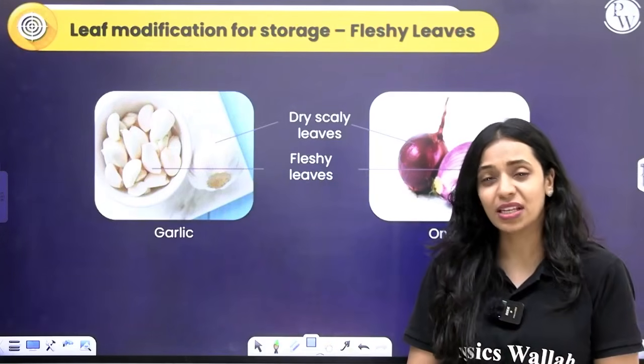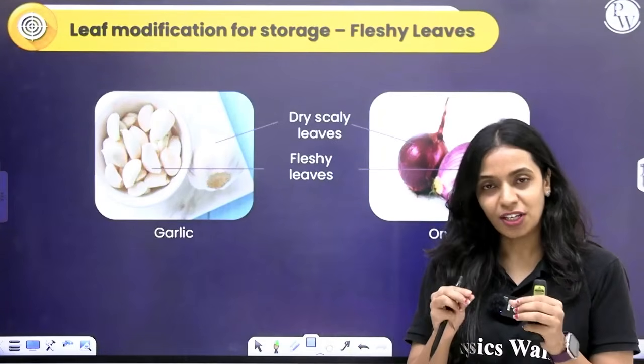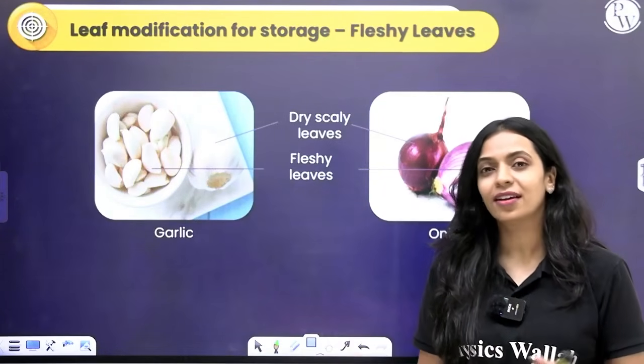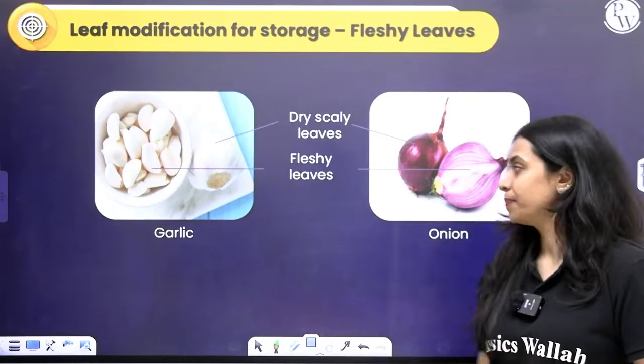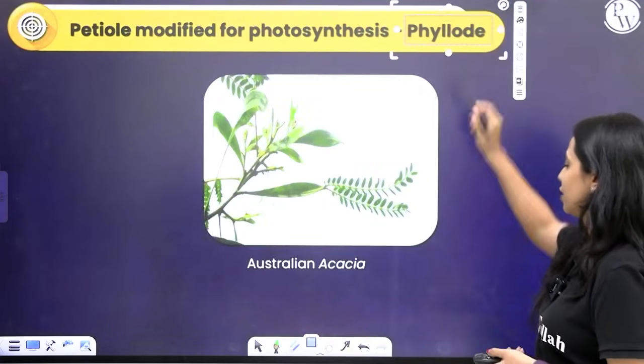Like you see in the case of onion and garlic, how the leaves are fleshy. We use that for cooking food, right? So here it is storing food. And then we have phyllode. Phyllode is seen in Australian acacia.